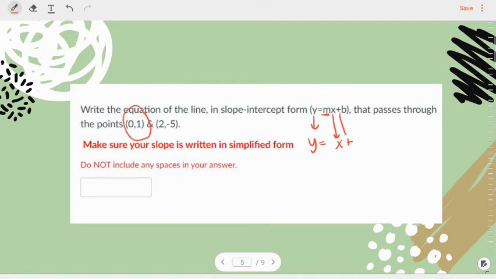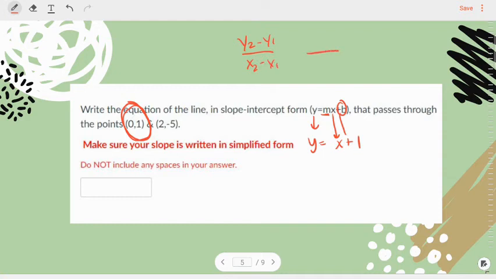I'm looking for that x is 0. Here it is. So my y-intercept is 1. So in this blank spot where the y-intercept goes, I'm going to place a 1. My slope is my rise over my run. Remember, I'm going to use my formula, y2 minus y1, x2 minus x1.